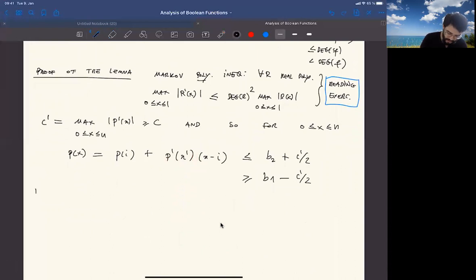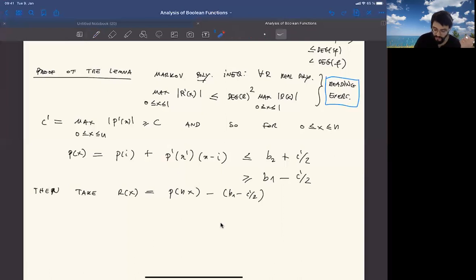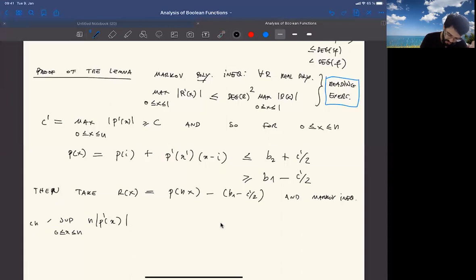Okay. And so then take r of x equals p of nx minus B1 minus C prime over 2. And what would we have with this guy? Well, this now is a polynomial between 0 and 1, so we can apply the Markov inequality. And the Markov inequality will say that the supremum of the derivative is less or equal than the degree squared of r times this. But what is the derivative? It will be the sup of p prime of nx, for x between 0 and 1, which just amounts to replacing this and saying x between 0 and n, which we know is at least C times n.